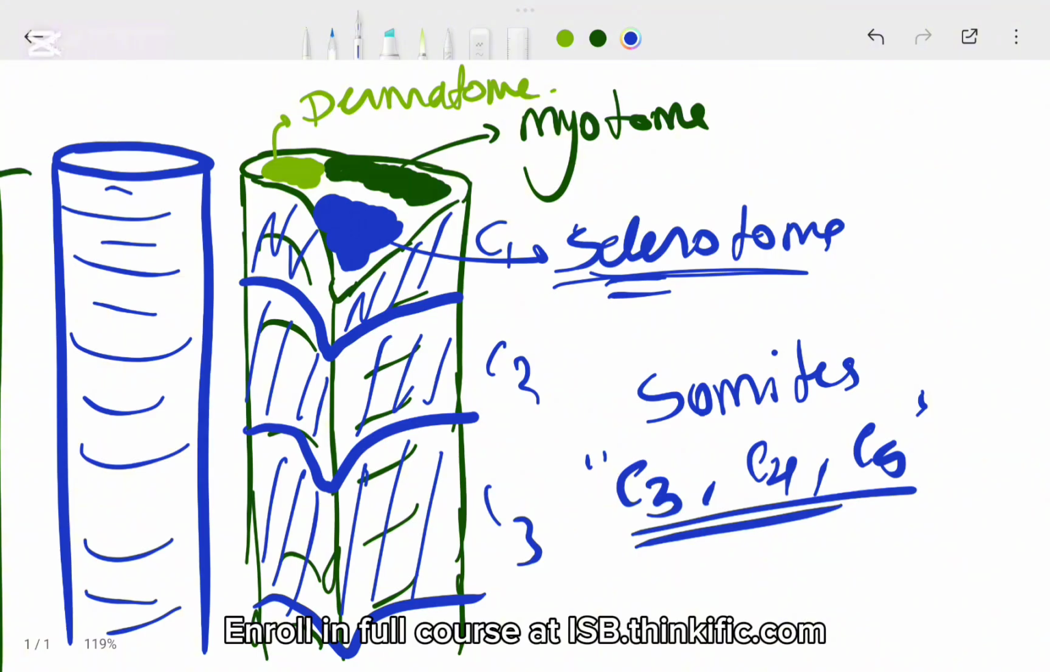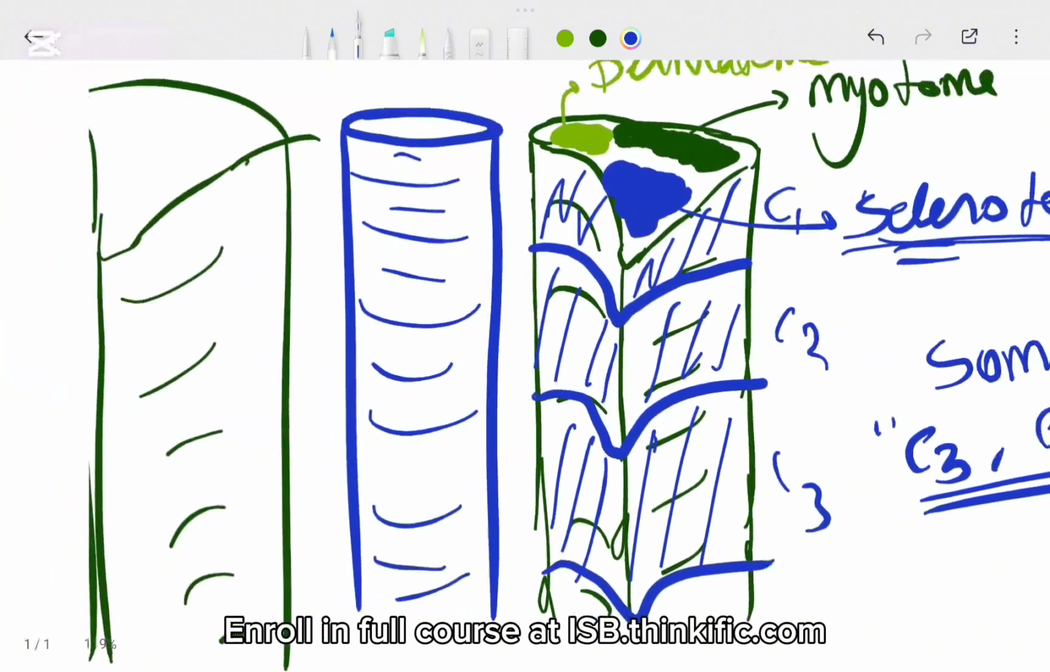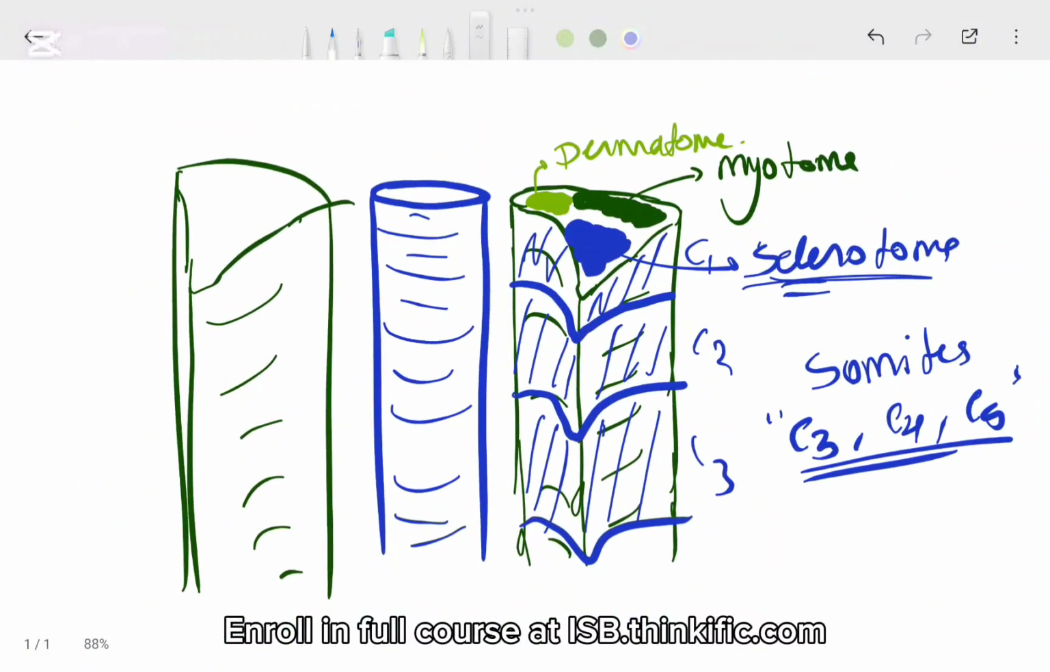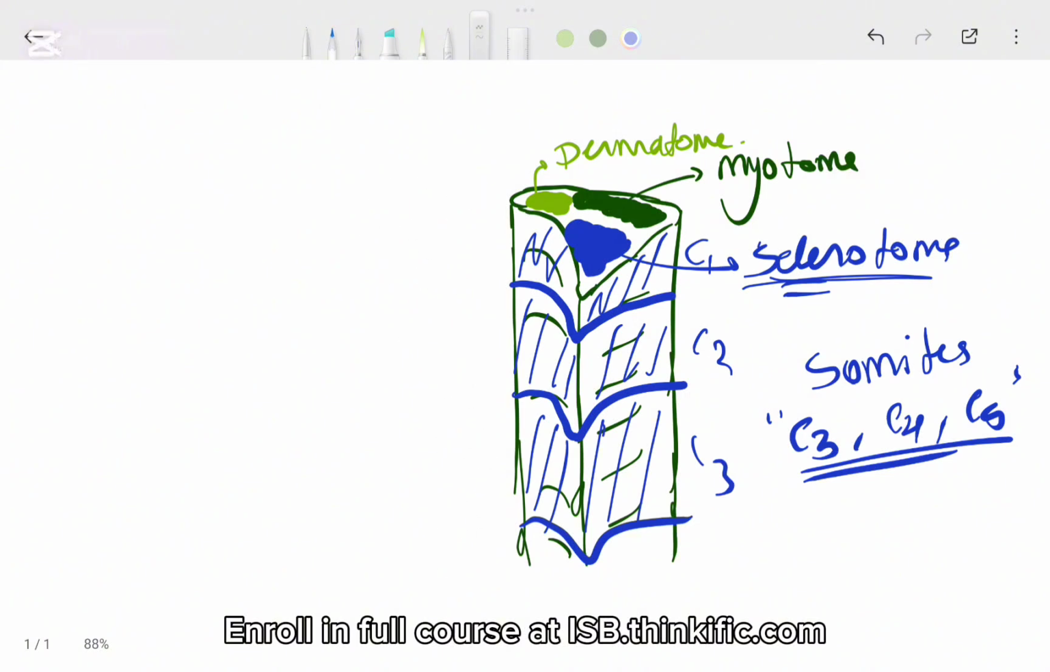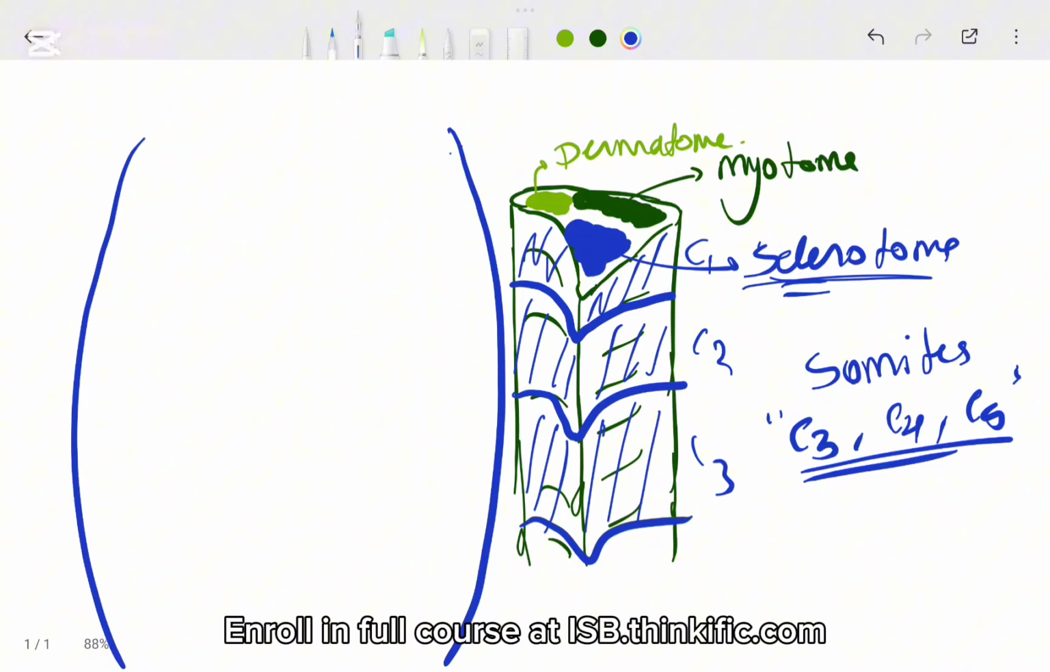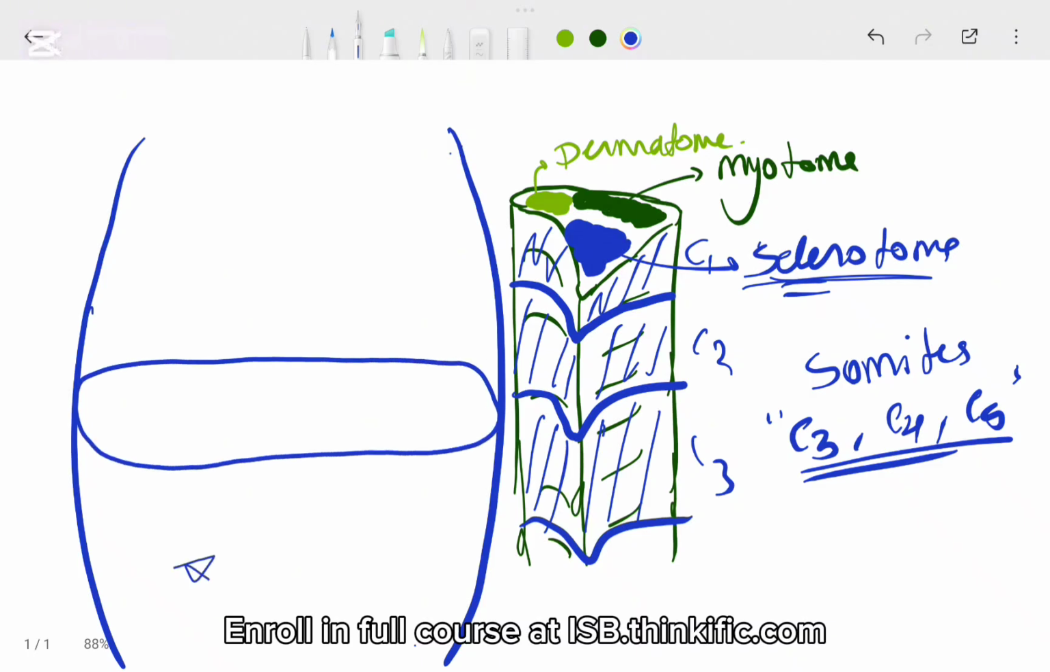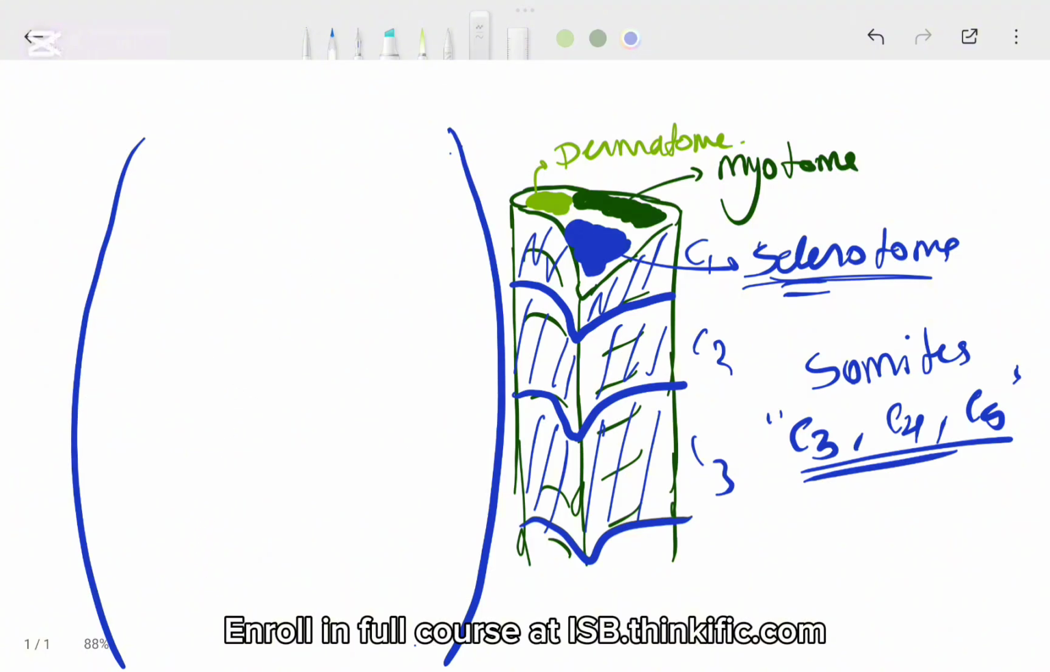Okay, so what happens exactly? Now let me tell you what happens. For the sake of simplification, I'm going to remove these, and imagine this is a side view, and this is the body cavity of the baby, which we call the coelom, the intraembryonic coelom. And this is supposed to be the thorax, and this is the abdomen, and this is the neck region. Now already there is a septum which develops from the lateral body wall, which is called the septum transversum.